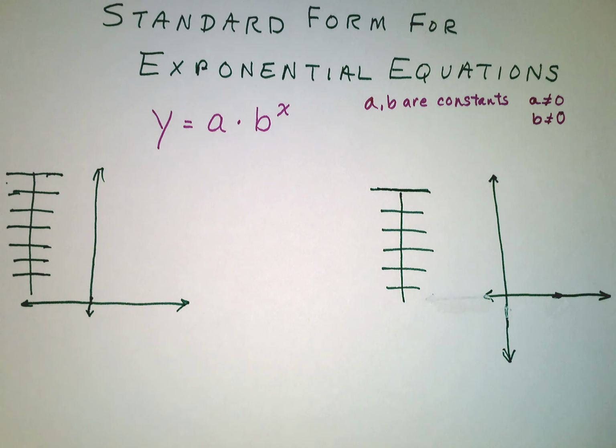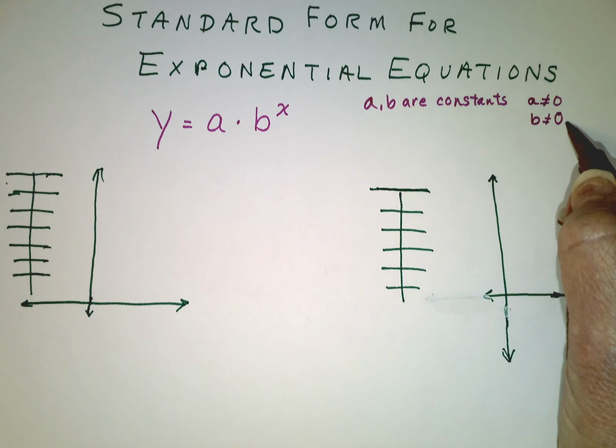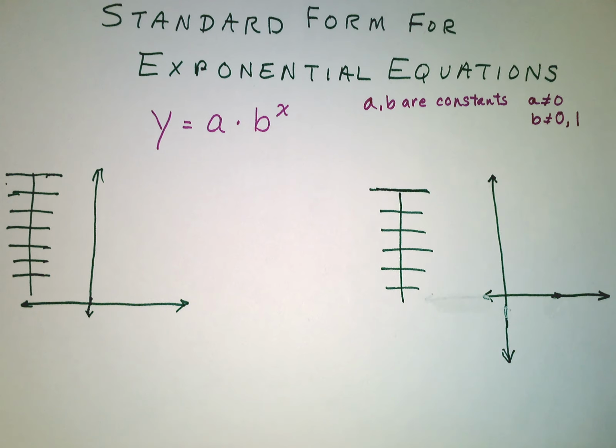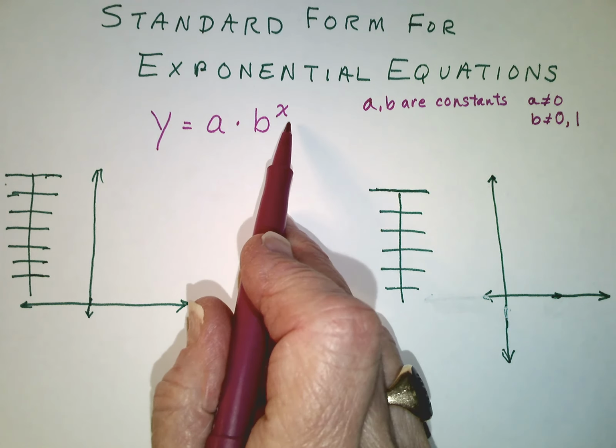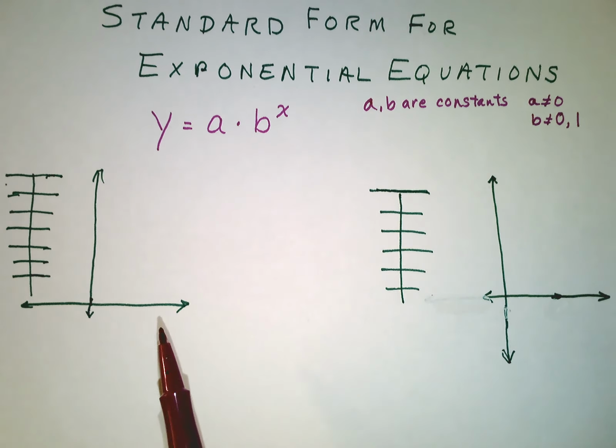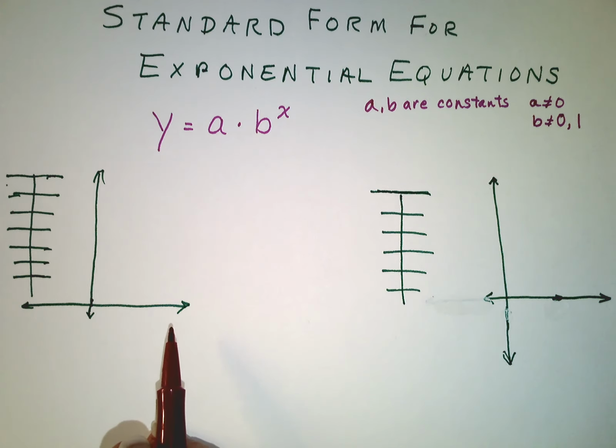And there's another base that's pretty useless. Because no matter what exponent you put on this base, you get the same answer back. So you've probably figured out that b can't equal 1. Because 1 to the first, 1 to the 7th, 1 to the negative 12th, they all come out to be 1. So we can't let b be 1.